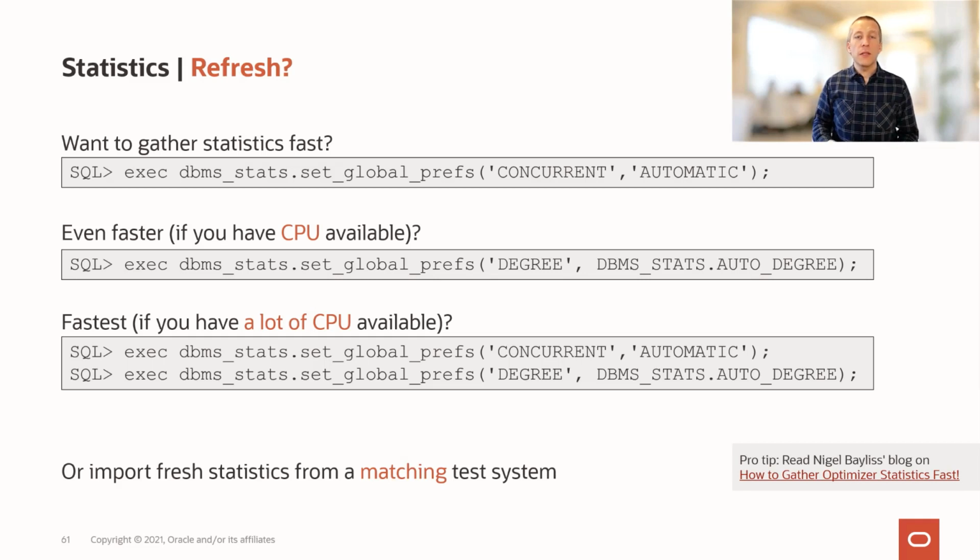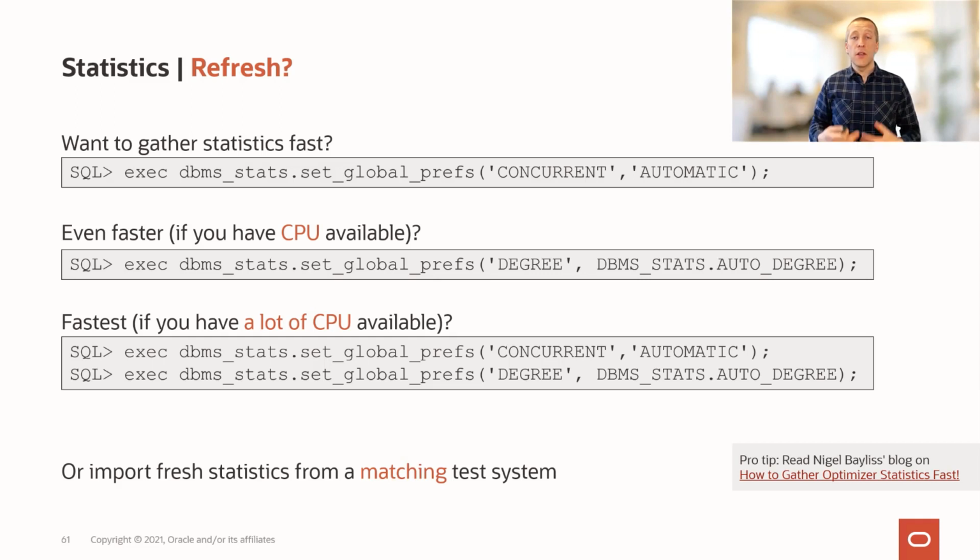When you enable that, the database will gather statistics on multiple objects at the same time. If you want it to become even faster, you can change the preference DEGREE to AUTO_DEGREE. For really big tables, this will now enable the database to use parallel query when it gathers statistics on one specific table. But be advised, this will put more load on your CPUs. But if you want it to go even faster, you can combine the two, use concurrent and auto degree, and you can really use as much CPU as entirely possible. But be advised, this really can put a load on your system.